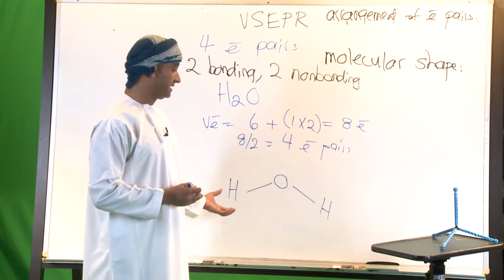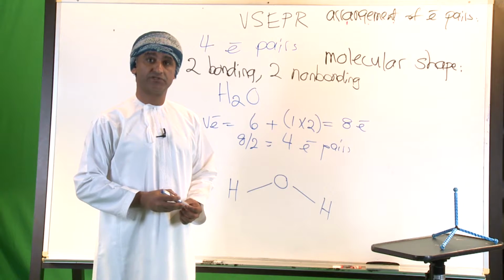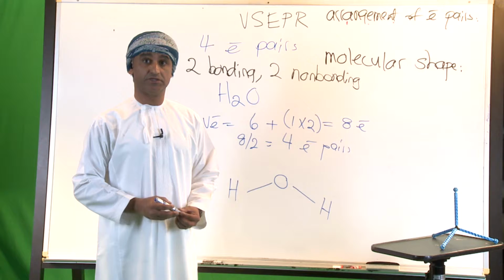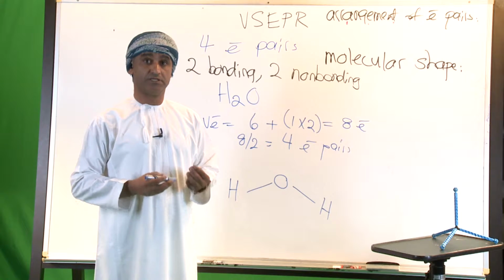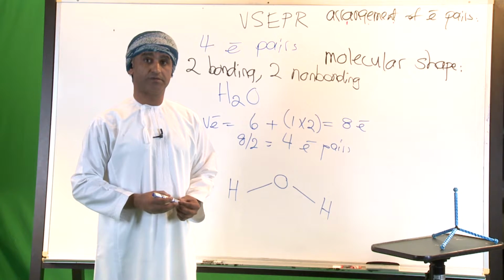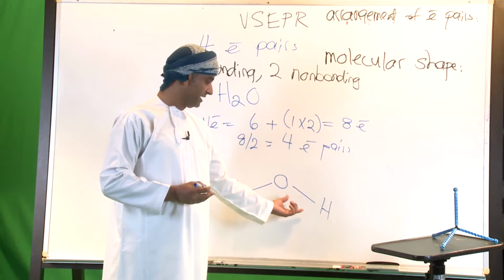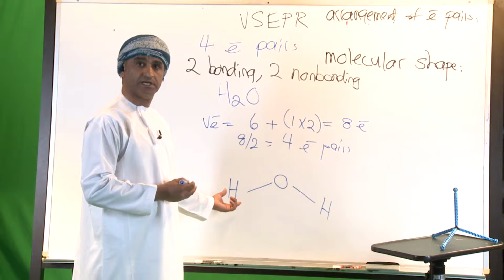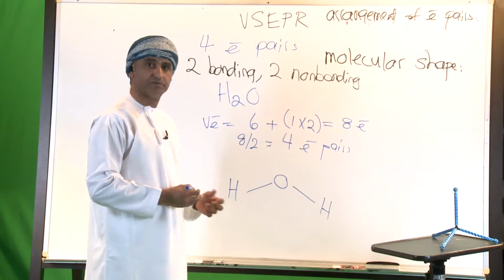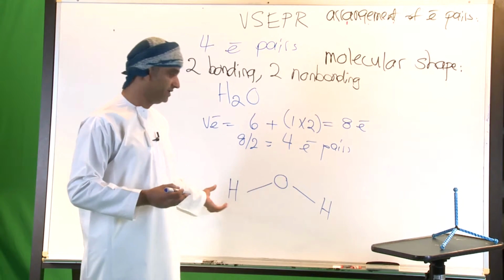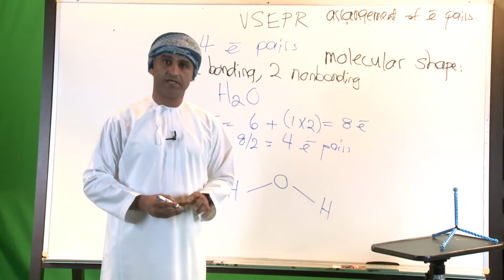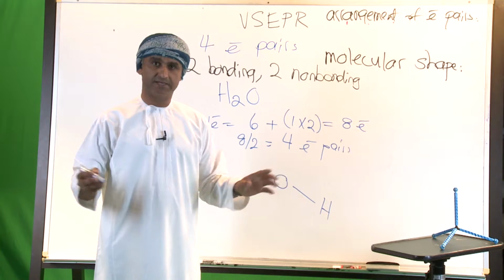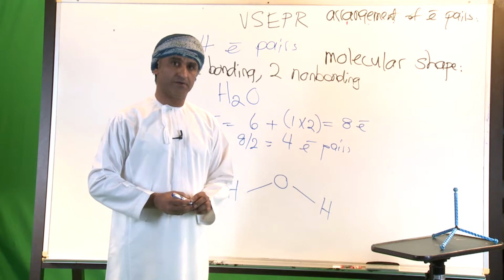And now we need to satisfy the duet rule, or the octet rule in general, for the surrounding atoms. And the surrounding atoms in this case are hydrogen. So we need to make sure that these hydrogen atoms satisfy the duet rule. In other words, they should be surrounded by 2 electrons. If you look at this hydrogen, it has a bond with oxygen, so it is surrounded by 2. This hydrogen is the same. It is surrounded by 2 electrons. Therefore, both of these hydrogen atoms satisfy the duet rule, which is again according to valency rules.